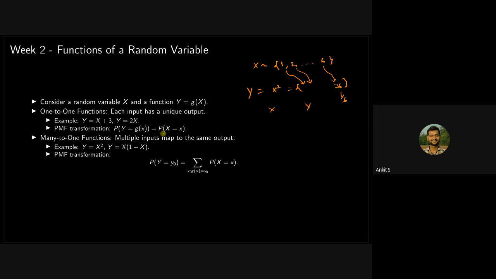For example, I wanted to explain about many to one functions. So 1 to 1 means every element of x is mapping to a distinct element of y. But suppose we have a random variable which can take values -1, 0, 1, -2, and 2. What are the values that y can take?